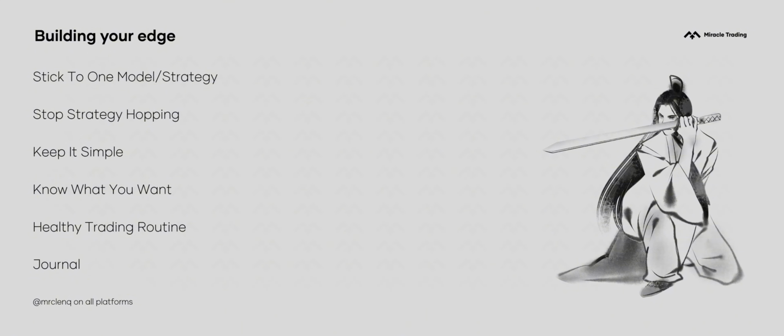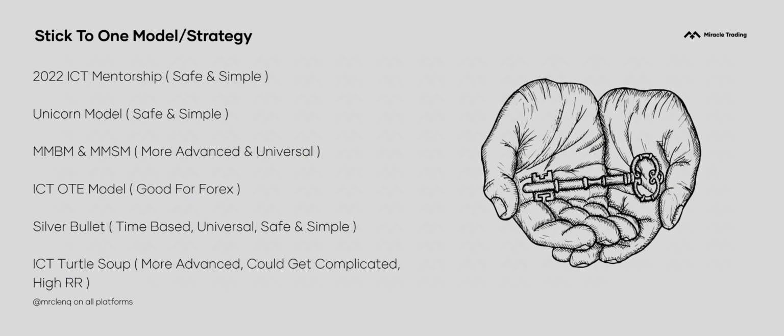All right, so we want to keep it simple, and you have to know what works for you, what you want, as well as have a healthy trading routine and journaling. When we're saying sticking to one model or strategy, for example, if you trade ICT, you can stick to the 2022 ICT mentorship, which is very safe, very simple, easy to understand, and very well suited for a beginner trader. We have the unicorn model, which is also safe and simple. This model occurs almost every single day. You can find these setups every single day across all of the Forex pairs and indices.